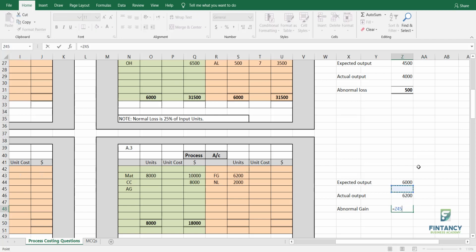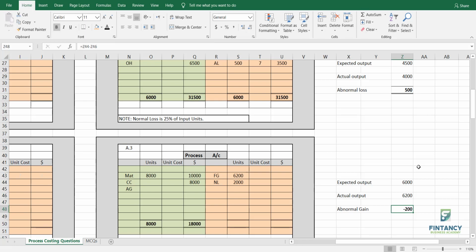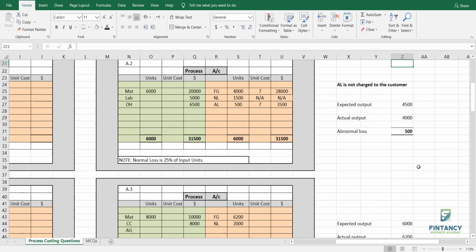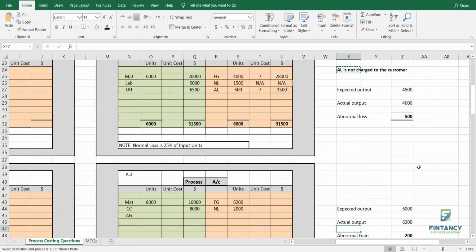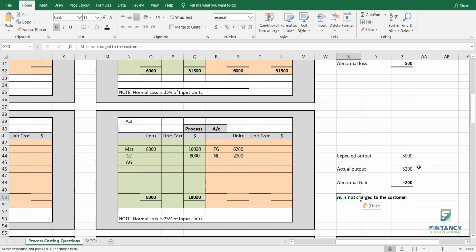Okay. How much? 200. So remember, we didn't charge abnormal loss to the customer. So similarly, we don't give the credit of abnormal gain to the customer. Okay, like with like. Abnormal gain is not credited to the customer, meaning you will not give the advantage of abnormal gain to the customer because that is your efficiency. You will credit it to your P&L. Okay.